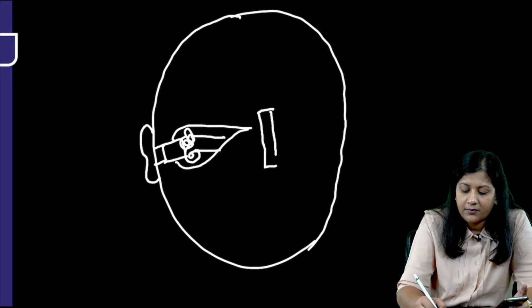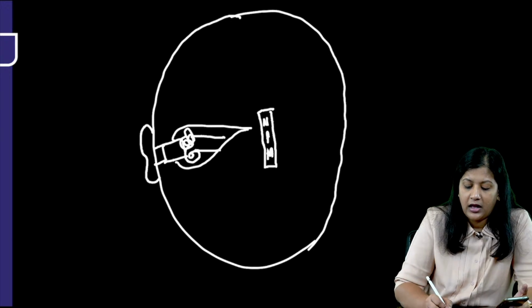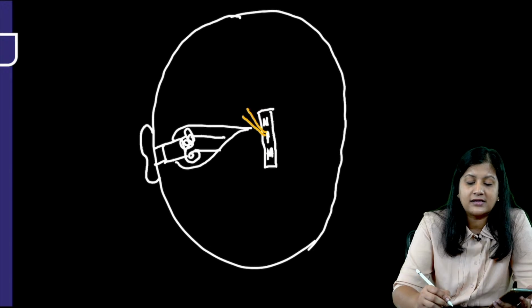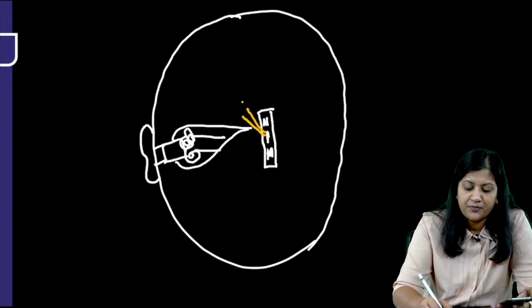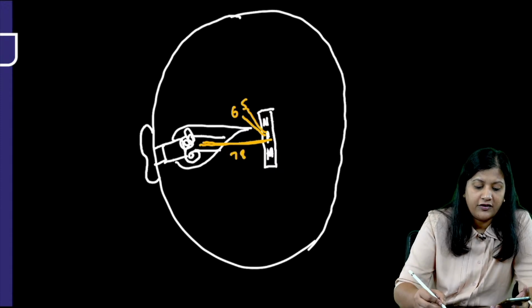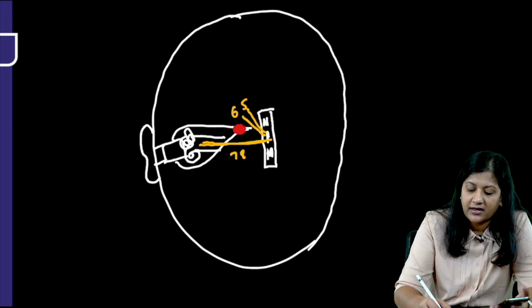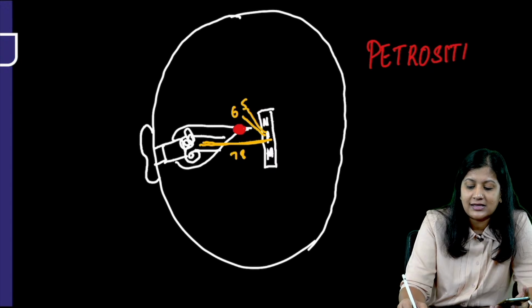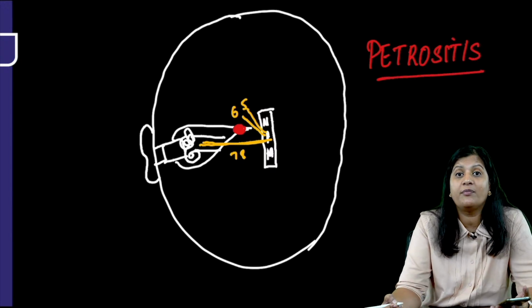Here we have the brainstem with midbrain, pons and medulla. Now from pons we have 4 nerves. We have the 5th nerve and 6th nerve going anteriorly, and we have 7th nerve and 8th nerve going in the internal auditory meatus. So whenever there is inflammation of the petrous apex, what will we call it as? Petrositis. So what is petrositis? Petrositis is nothing but inflammation of petrous apex.